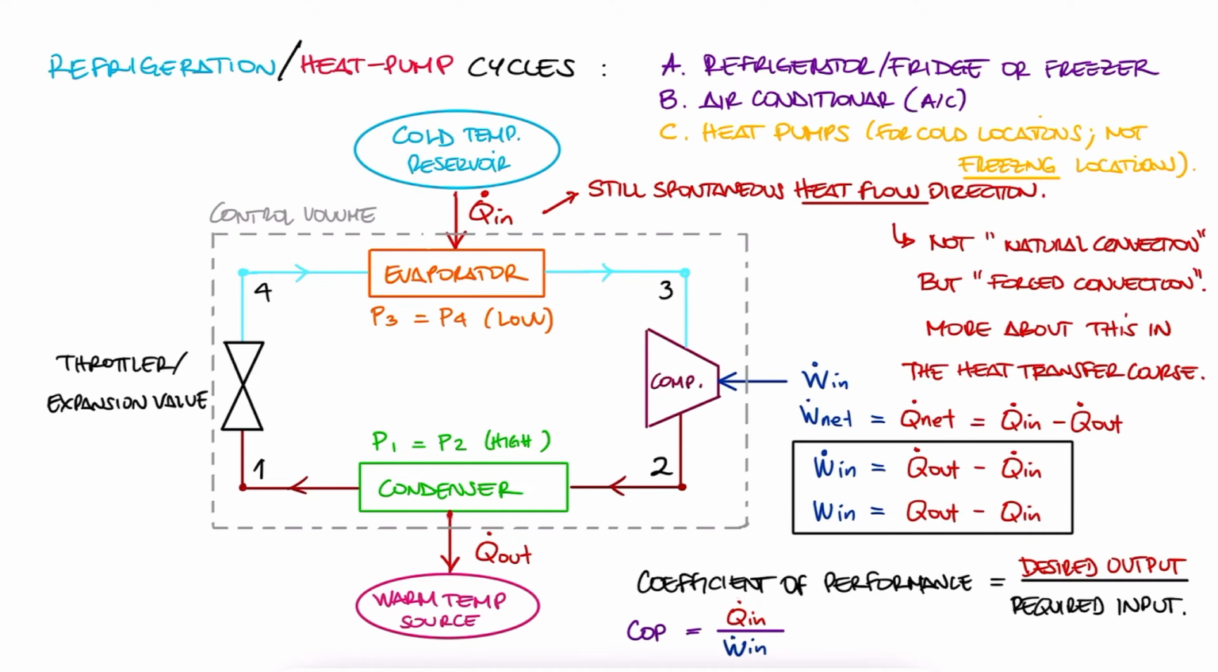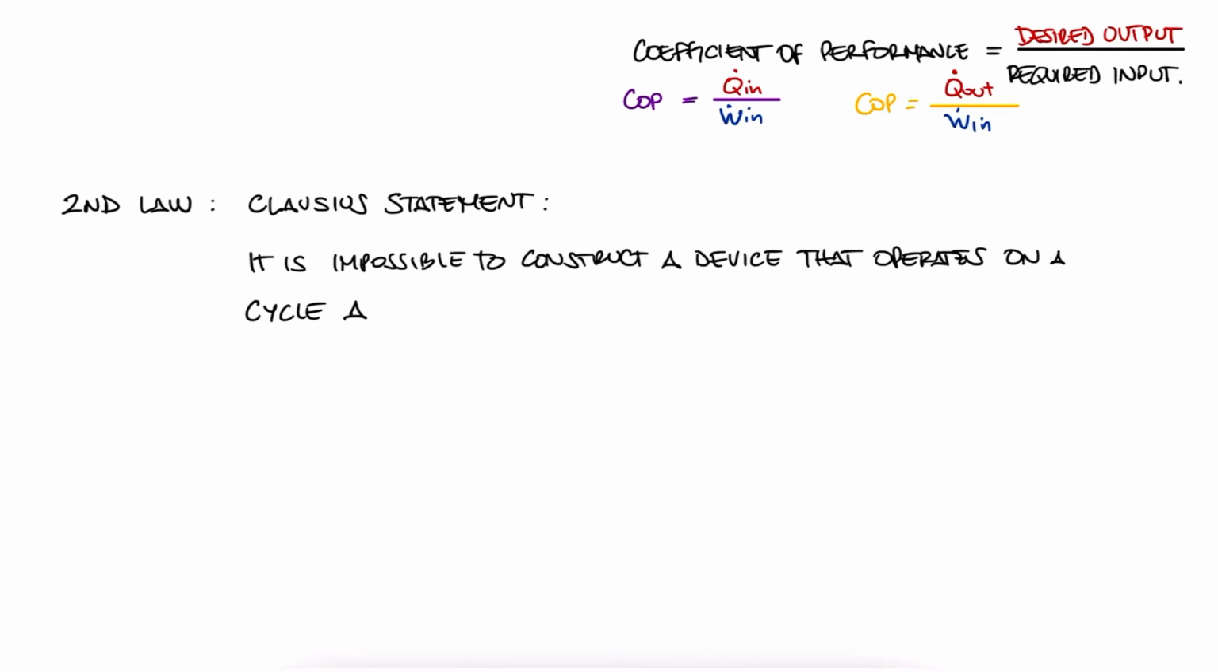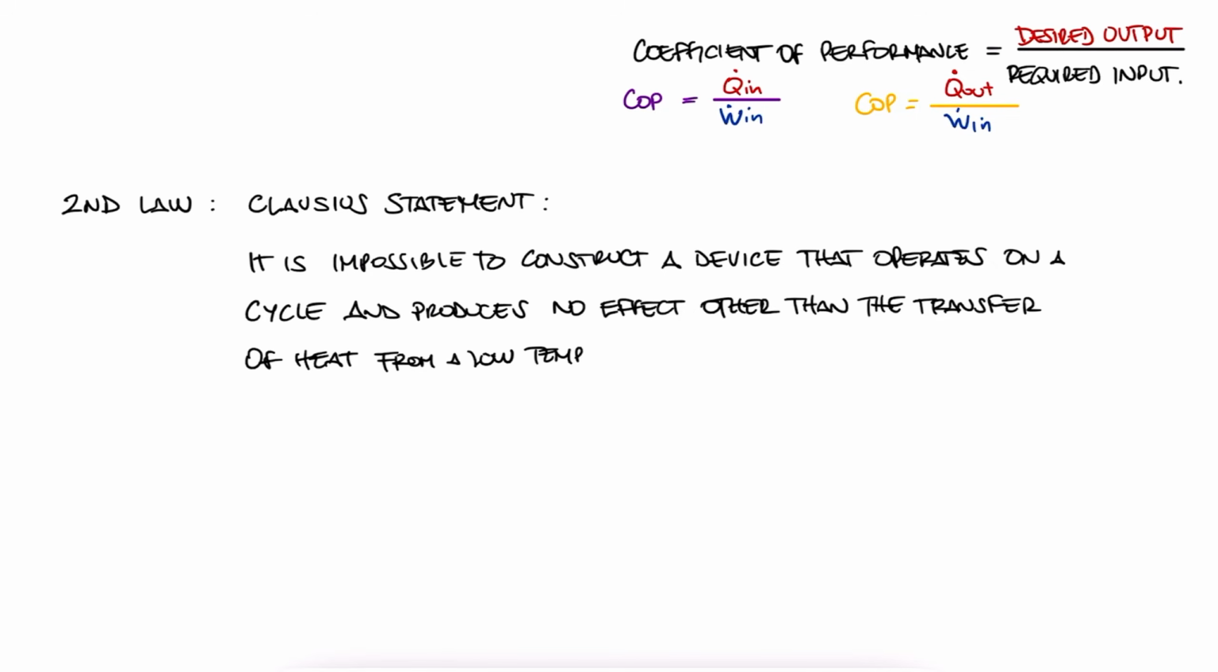In the case of heat pumps, the desired goal is to heat our house, or any space, and therefore the desired output is Q out. For that reason, the coefficient of performance becomes Q out over W in. Everything we learned here agrees with the second version of the second law of thermodynamics, also known as the Clausius Statement, which states that it is impossible to construct a device that operates on a cycle and produces no effect other than the transfer of heat from a low temperature body to a high temperature body.